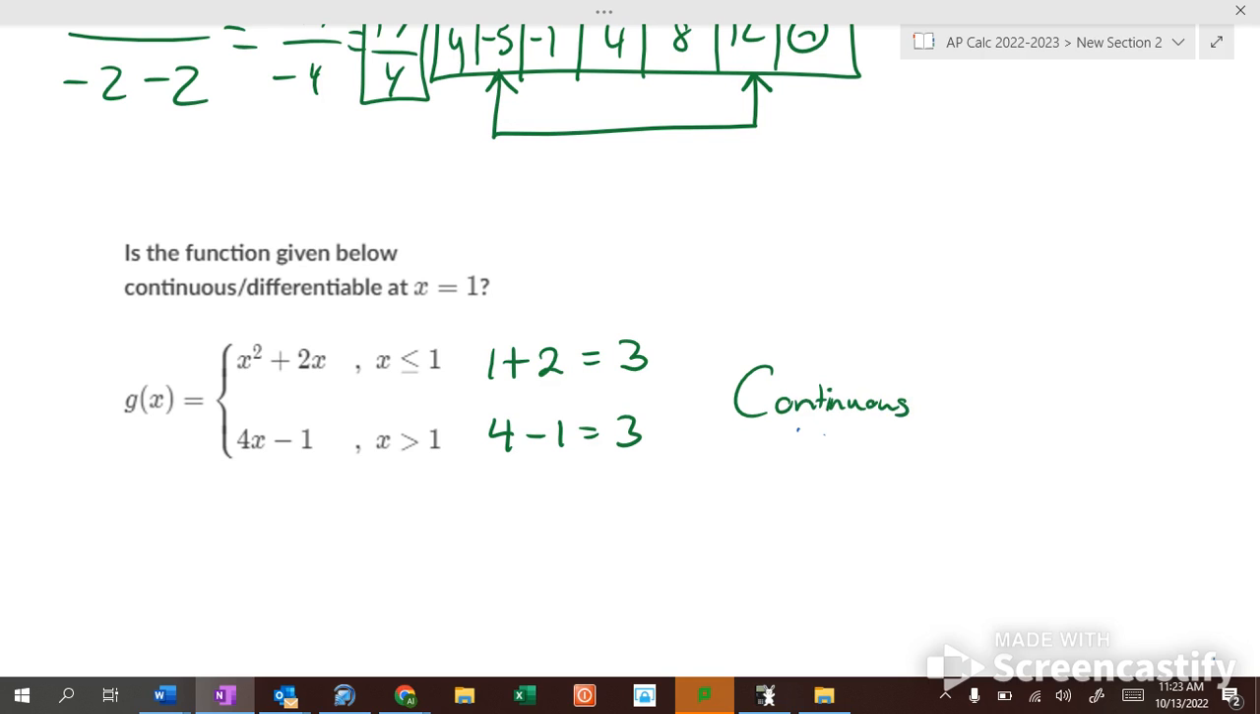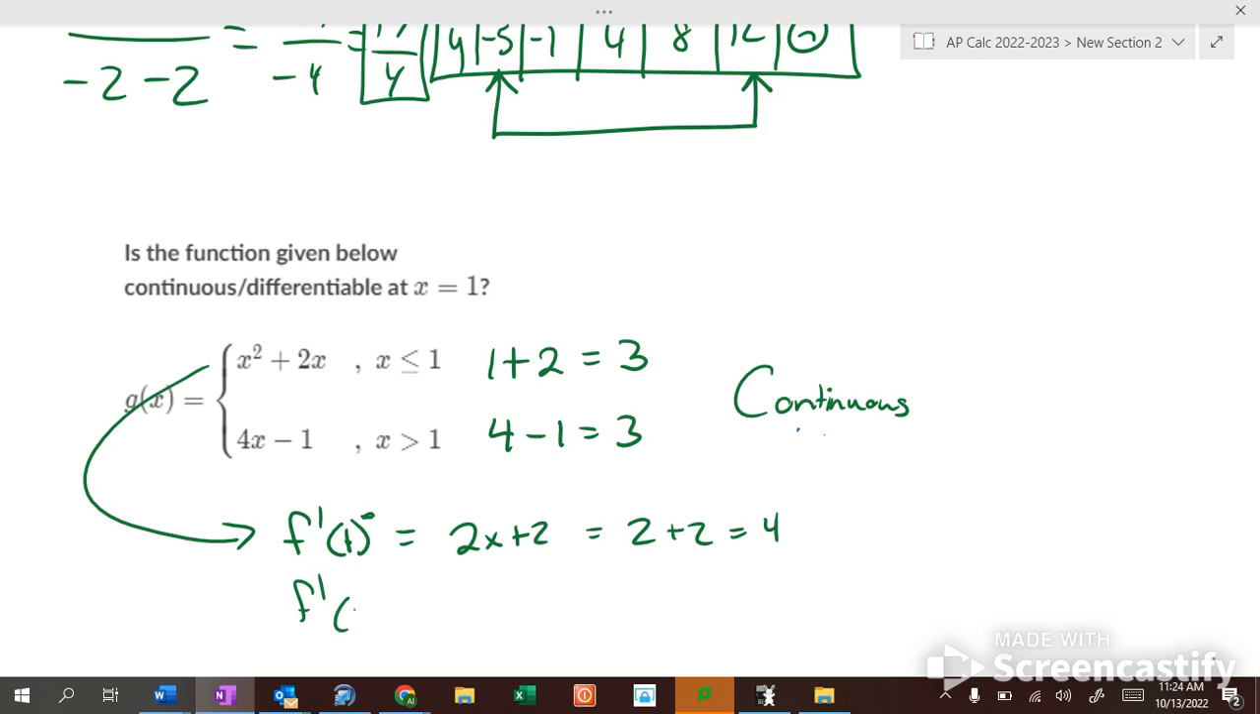Now, is it differentiable at that point? What's happening as it's coming into that point? So, we need to know the slope of this top one as it's going towards one from the left. So, let's find the slope. Let's find the first derivative at one for the top one. So the first derivative is? 2x plus 2. Which equals 2 plus 2, which equals 4. So slope is 4 at one as it's coming in from the left.